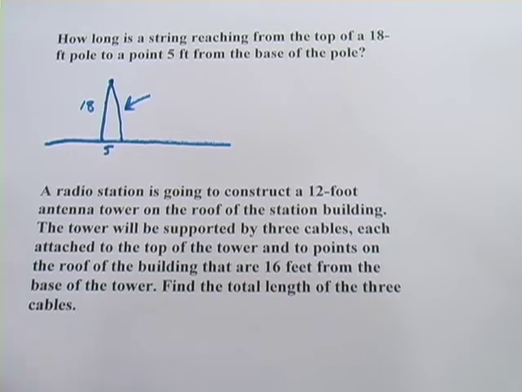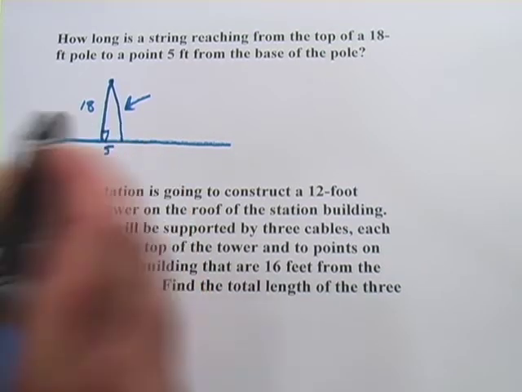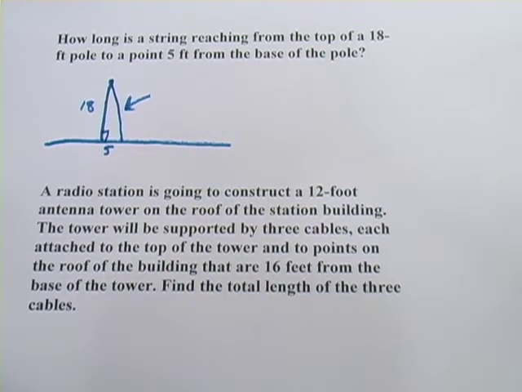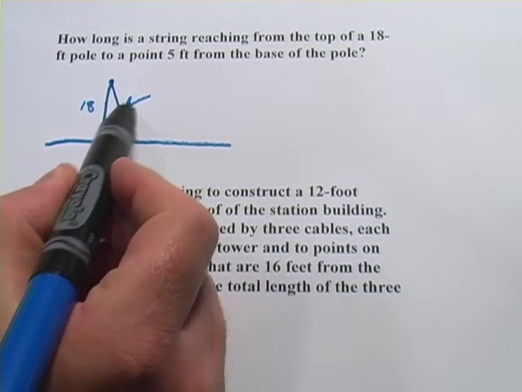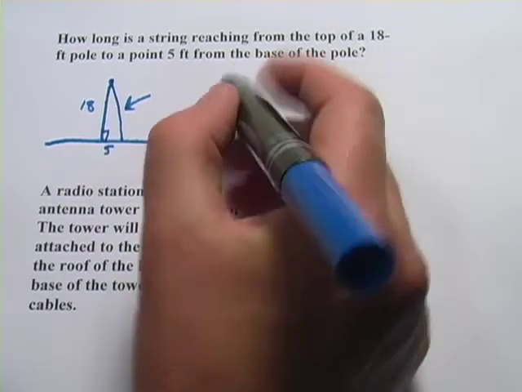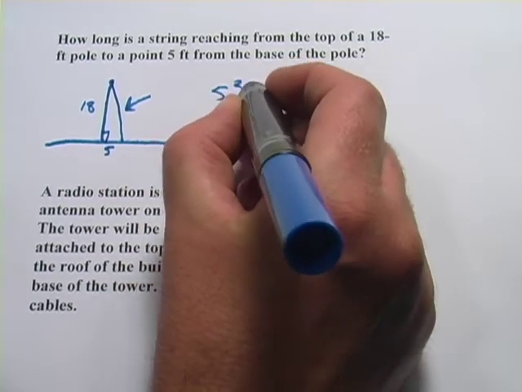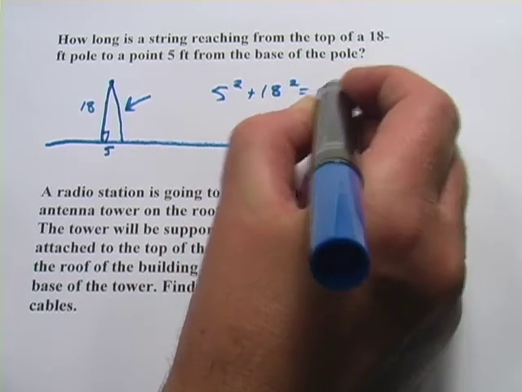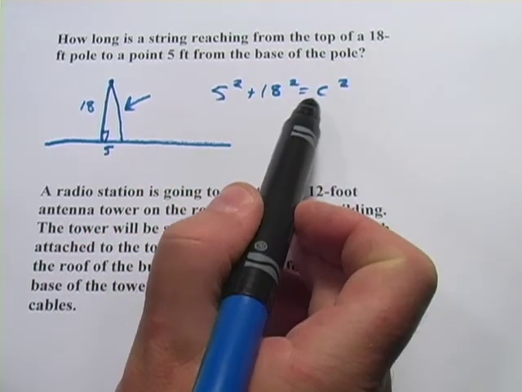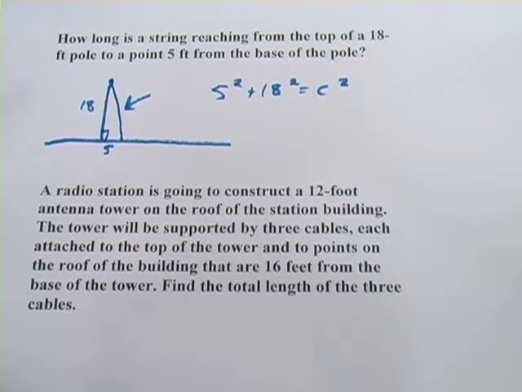And I hope you can see we have a right triangle because typically flagpoles stand at a right angle to the ground. And our hypotenuse is here. That's the side we want to find. So we can figure this out by 5 squared plus 18 squared equals c squared. A squared plus b squared equals c squared. So we'll just punch that in on the calculator.